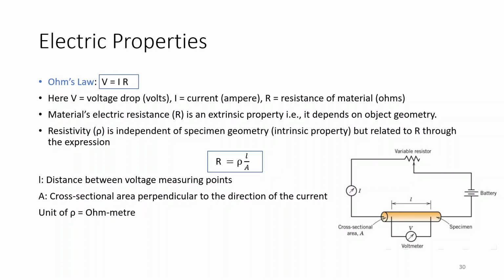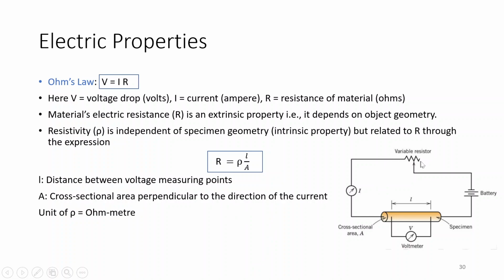A material's electric resistance is an extrinsic property, which means it depends on object geometry, and the resistivity is independent of specimen geometry, which is an intrinsic property but related to R through the expression R equals rho times L upon A. A is the cross section of the conductor. Here L is the distance between voltage measuring points, A is the cross sectional area perpendicular to the direction of current. The unit of rho will be ohm meter.